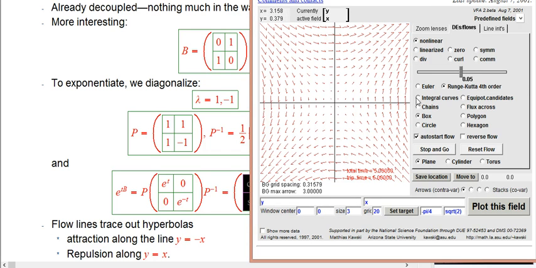Let me just go ahead and do integral curves. It's not auto-starting for some reason. Okay. They're hyperbolas except when I start on one of the axes, in which case it's degenerate. It's one of the asymptotes of the hyperbola.